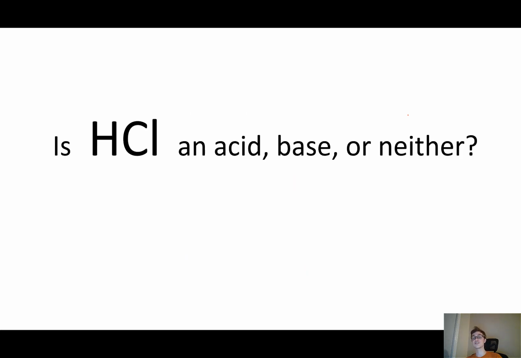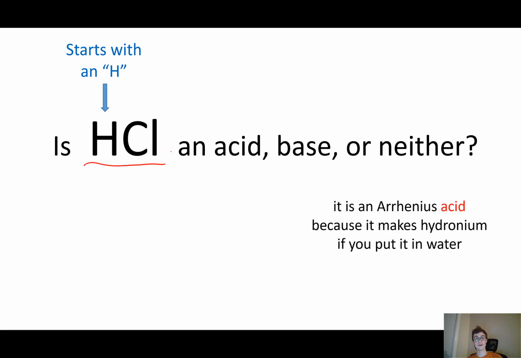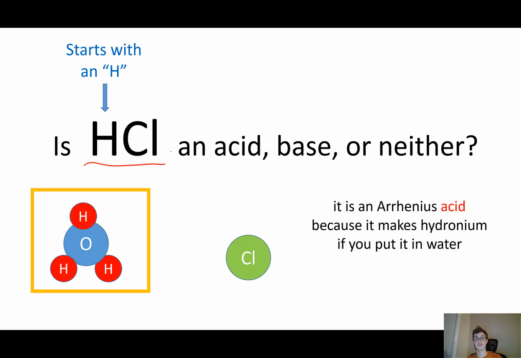HCl, hydrogen chloride. Is it an acid, a base, or neither? Well, this is the chemical formula, and it's HCl, so it starts with an H. This indicates that it has a hydrogen that it'll probably give away. So it's an Arrhenius acid, because if you put it in water, like you have a water molecule and then a hydrogen chloride molecule, the hydrogen is going to leave the chlorine, attach to the oxygen, and form hydronium. So it's an acid, because it starts with an H.